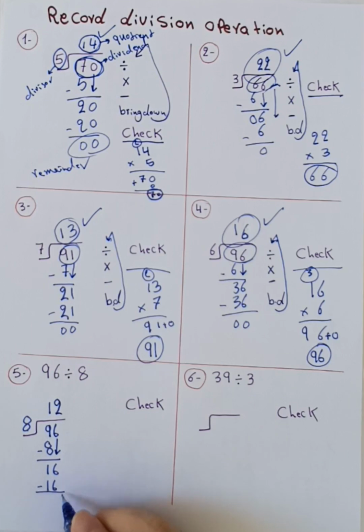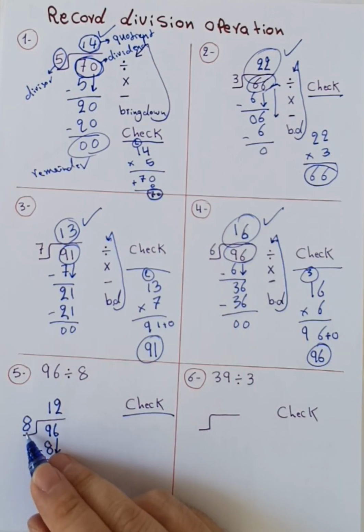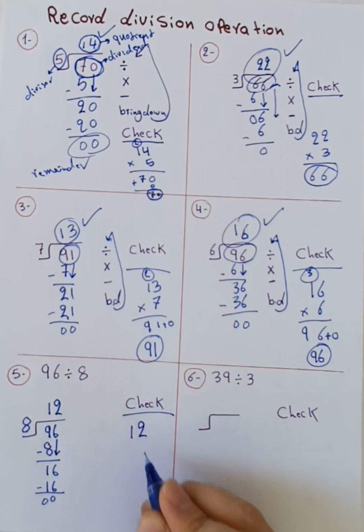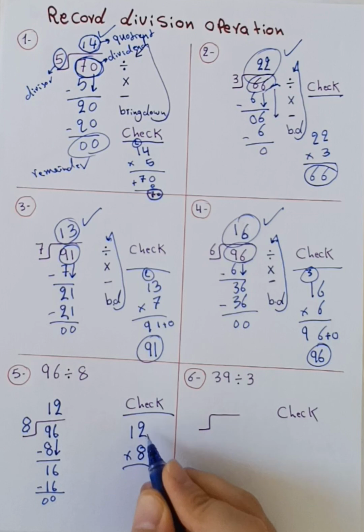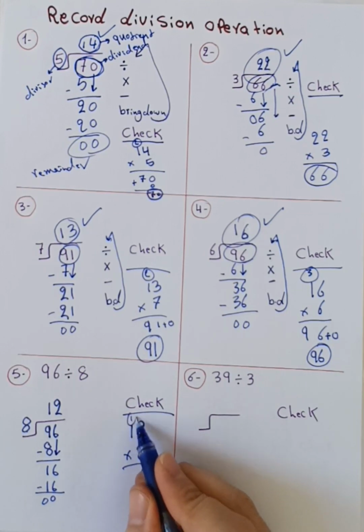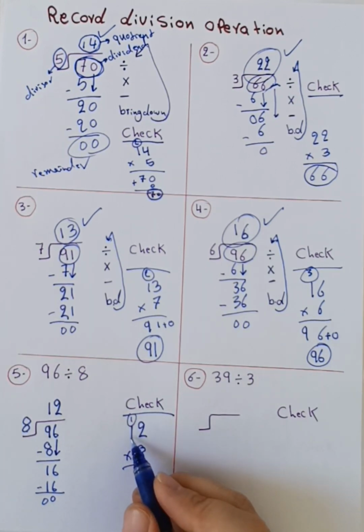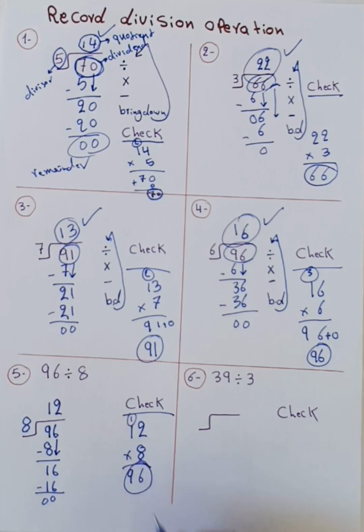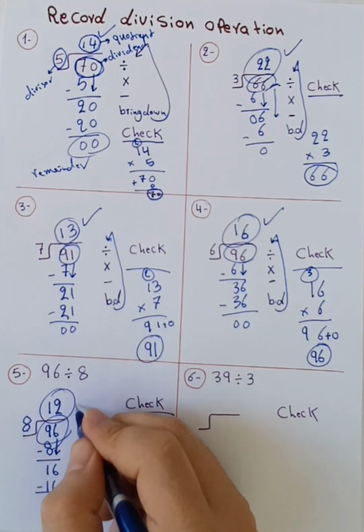And then you have to subtract. 6 minus 6 is 0. 1 minus 1 is 0. And then for check step, you have to multiply 8 by 12. 8 times 2 is 16. 8 times 1 is 8 plus 1 equal to 9. So we have 96, and the dividend is 96. It means our quotient is correct.